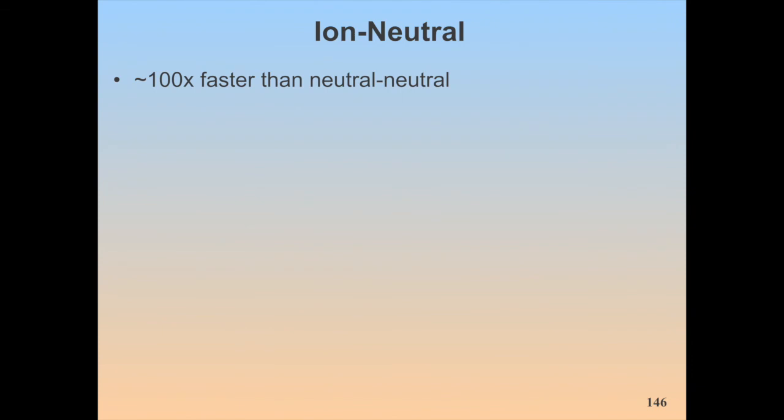Now, ion-neutral reactions, these are what actually drive many of the chemical reactions in the interstellar medium. These are approximately 100 times faster than the neutral-neutral ones. So even though we saw those neutral-neutral ones that could produce water and so on, these are actually going to be fairly low on the amounts of chemicals that are actually produced that way.